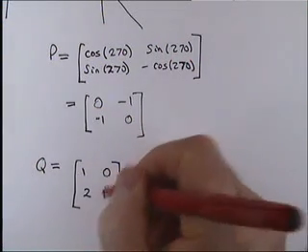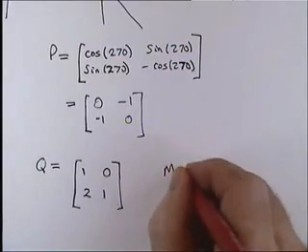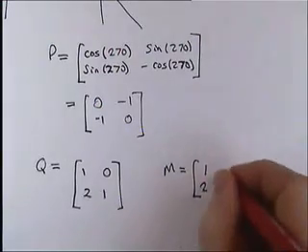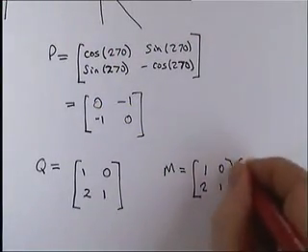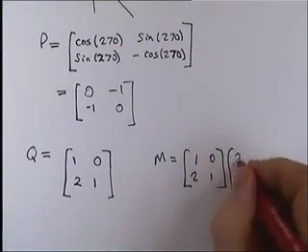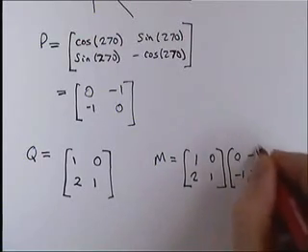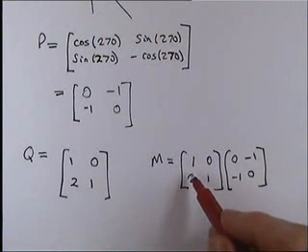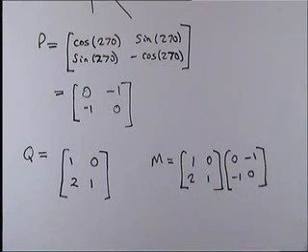P followed by Q. So M is going to be 1, 2, 0, 1 multiplied by 0, minus 1, minus 1, 0. So that is a reflection followed by a shear. Now be careful, because it doesn't always give the same answer, and remember that multiplication of matrices is not commutative, which means you have to be careful on the order that you multiply them.